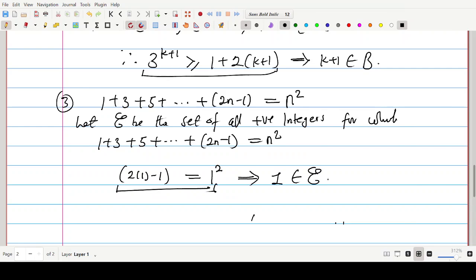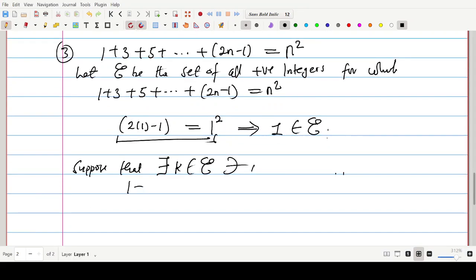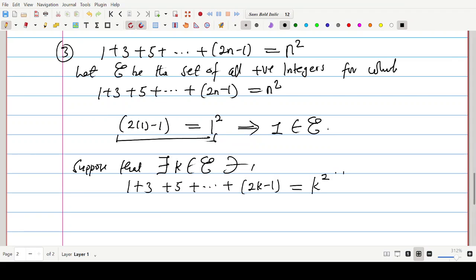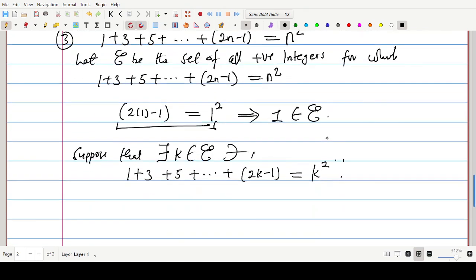All right. So the next thing, we suppose that there exists a k in the set, this entity, such that the statement is true, such that 1 plus 3 plus 5 plus dot dot dot plus 2k minus 1 is equal to k squared. We suppose that this is the case. Now, from this supposition, we establish that the statement is true for k plus 1.